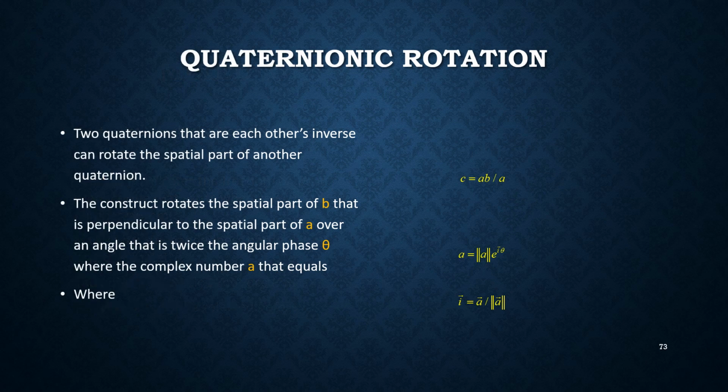Two quaternions that are each other's inverse can rotate the spatial part of another quaternion. The construct rotates the spatial part of B that is perpendicular to the spatial part of A over an angle that is twice the angular phase theta, where the complex number is as given.